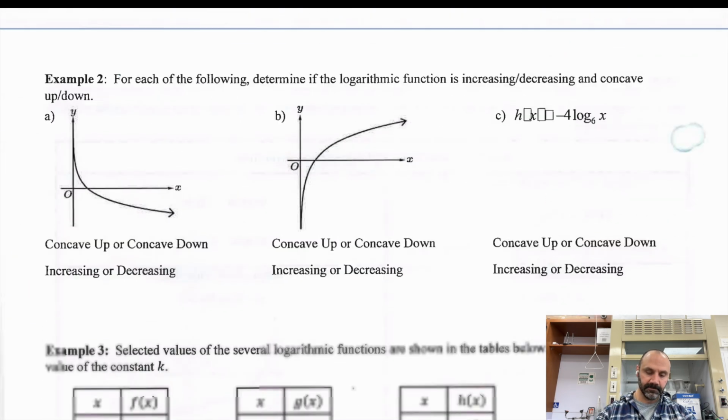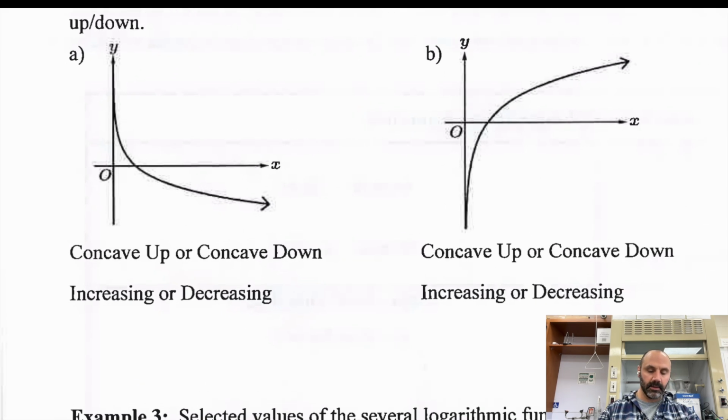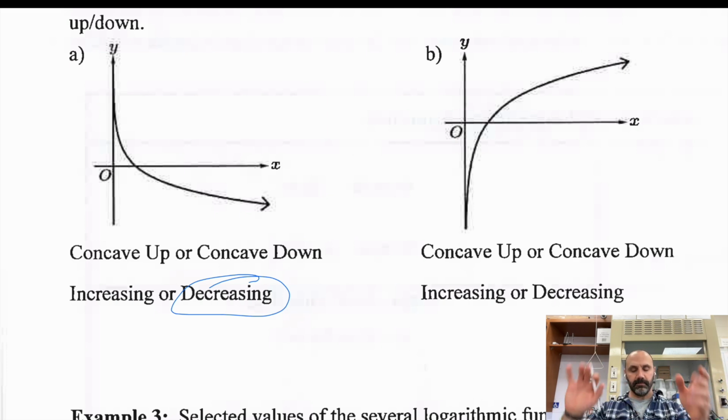On to example 2. It says determine if the logarithmic function is increasing or decreasing and concave up or concave down. Well, you can just think of the function as the output. As we're going from left to right, the output values are going down, and so this is a decreasing function. As I look at it, I can recognize that it's concave up, because it's kind of bowl-shaped up. But you can think of it this way too.